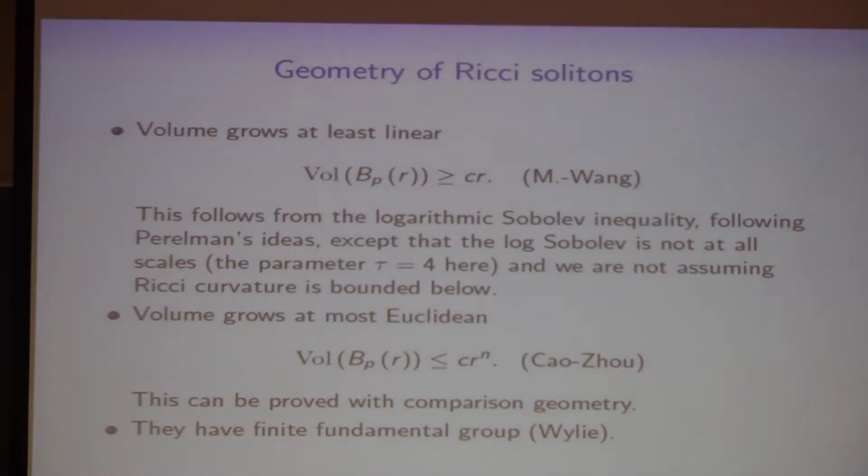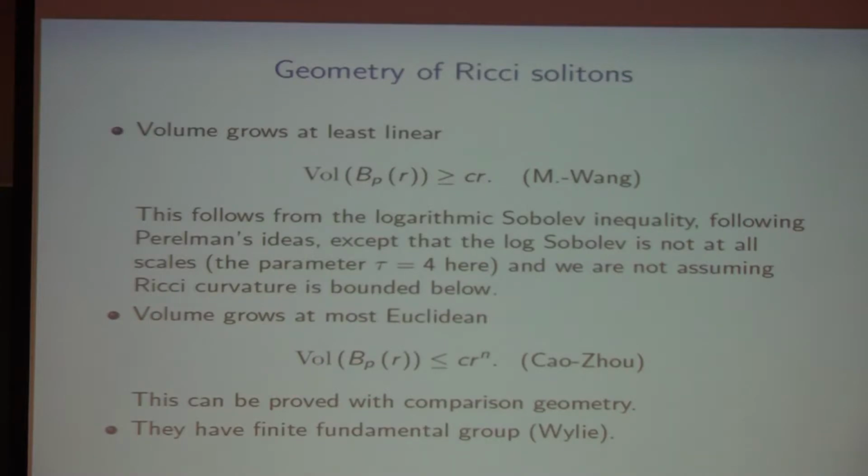We can only get it for large balls, because we're not assuming anything in addition. We're not assuming curvature bounded or things like that. So we're just doing it from the definition of solitons. So no curvature assumptions.